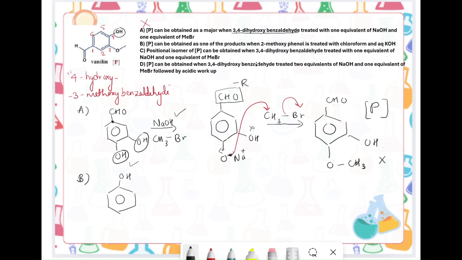This is phenol, right? 2-methoxy, like here, methoxy, okay? 2-methoxyphenol is treated with chloroform in aqueous KOH, right? So instead of thinking what will happen when chloroform reacts with this molecule, just try to recollect where you have seen these reaction conditions. A phenol, chloroform, KOH, this should ring the bell of Reimer-Tiemann reaction.